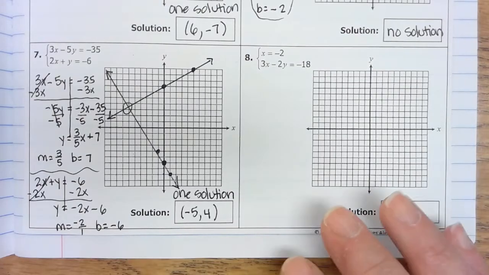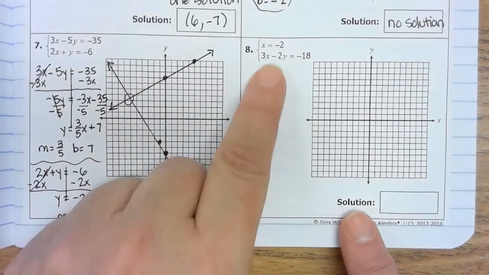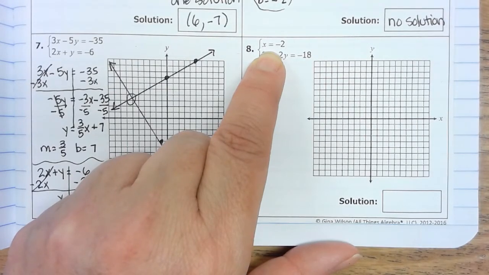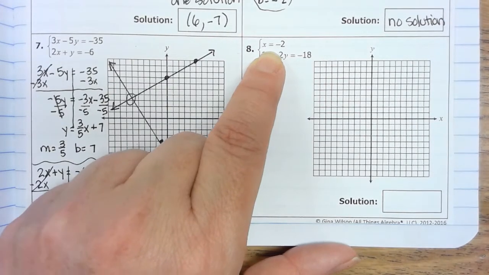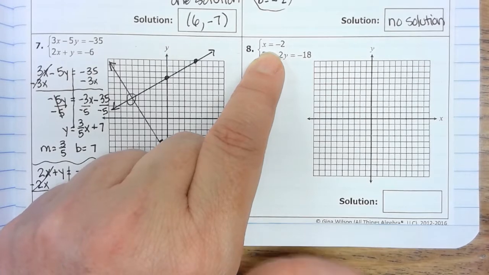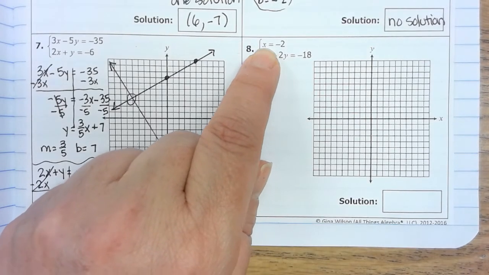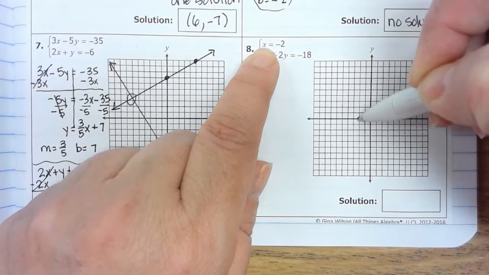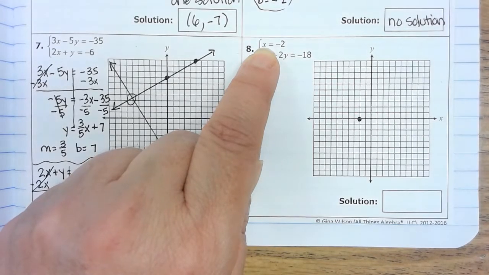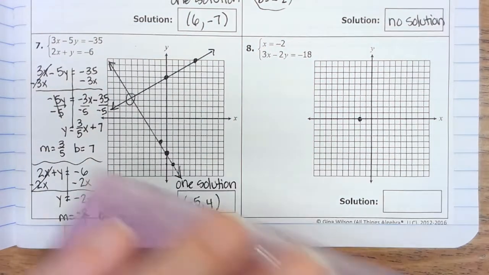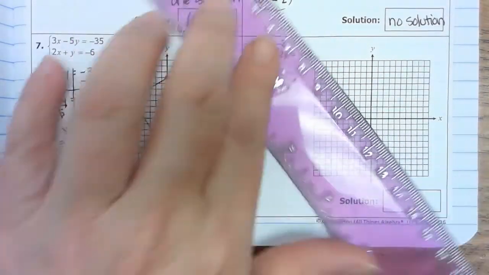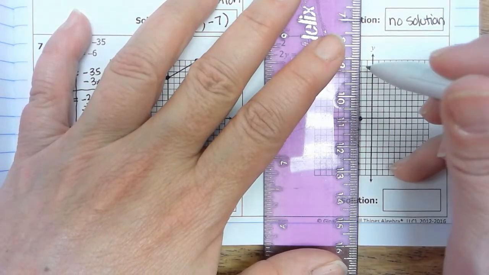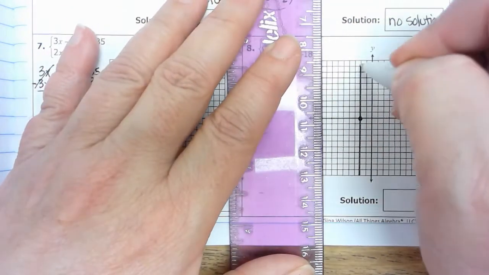And we have one last one. Our first equation, x equals negative 2. Remember that if you only have x or you only have y, that means you're going to have a horizontal or vertical line. If it says x equals negative 2, you go to the x-axis and put a dot on negative 2. And then the x-axis goes this way, so you turn your ruler perpendicular, and this is the way that you're going to draw your line. It's a vertical line.